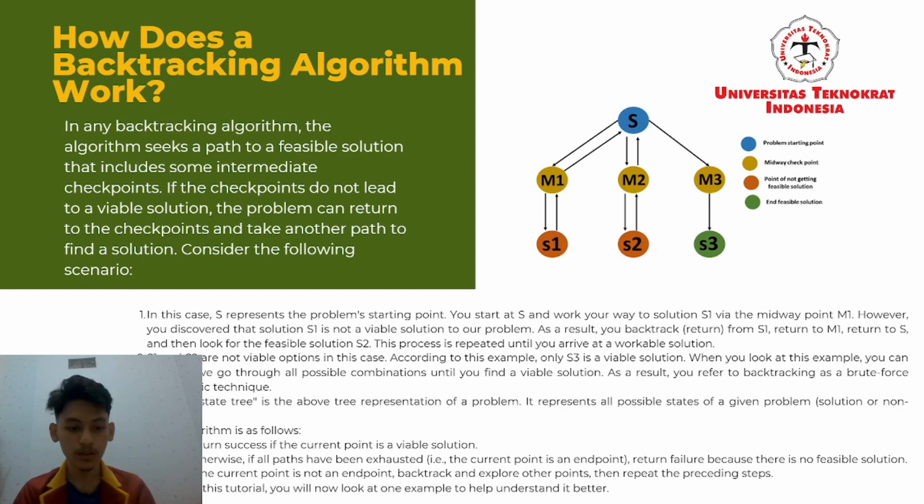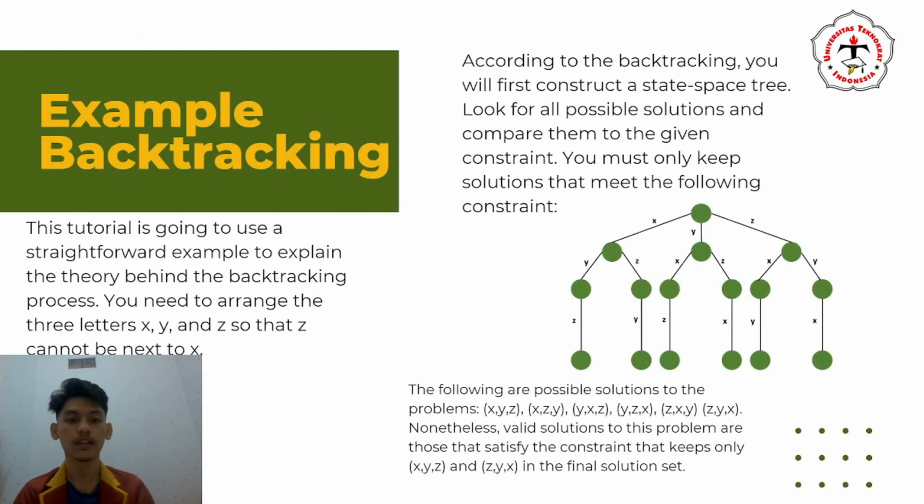Moving on in this tutorial, you will now look at one example to help understand it better. This is an example of backtracking. This tutorial is going to use a straightforward example to explain the theory behind the backtracking process. You need to arrange the three letters X, Y, and Z so that Z cannot be 2X.